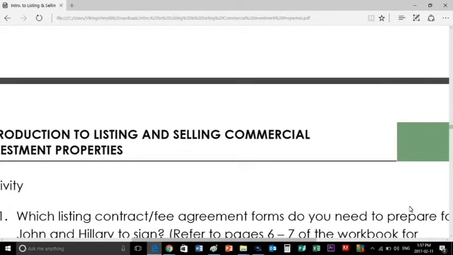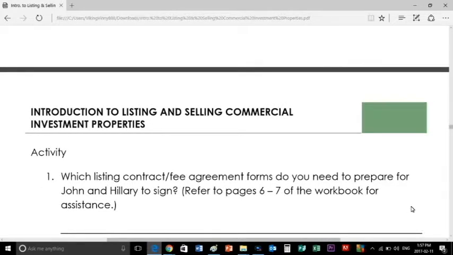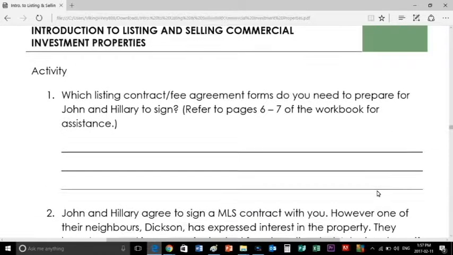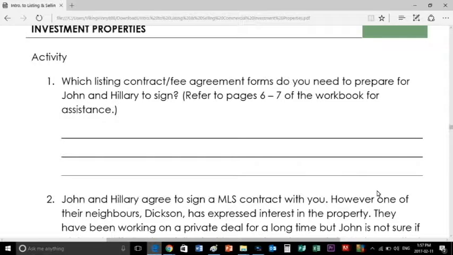All right. Let's shrink it a bit here. So, activity. Which listing contract fee agreement forms do you need to prepare for John and Hillary to sign? So refer to pages 6 and 7 of the workbook for assistance.